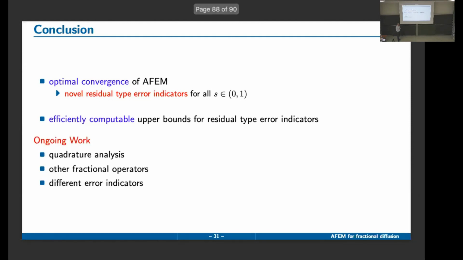What's ongoing work is a quadrature analysis for this modified estimator. And for example, looking at other fractional operators like the spectral fractional Laplacian, where you can also do adaptivity. There can also be some work done there. And as I said, look at different error indicators like the two-level error estimator.